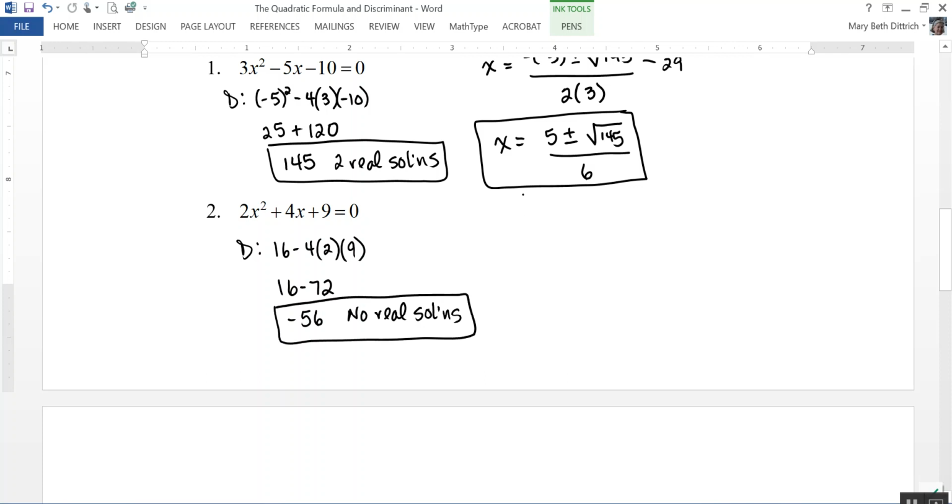So I guess technically I don't have to plug it into the quadratic formula, because I know there's not going to be any solution, but let's see what that would look like. So x equals negative b plus or minus the square root of b squared minus 4ac, which I figured was going to be negative 56, all over 2 times a. So that's what it would look like when I plug it in there, but then realize you can't take the square root of a negative number. So again, there is no real solution.